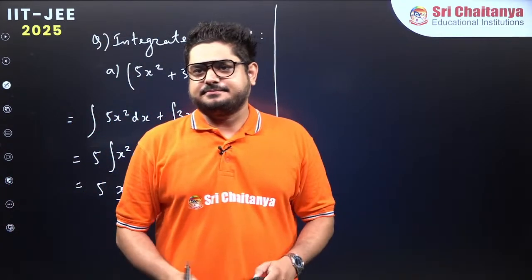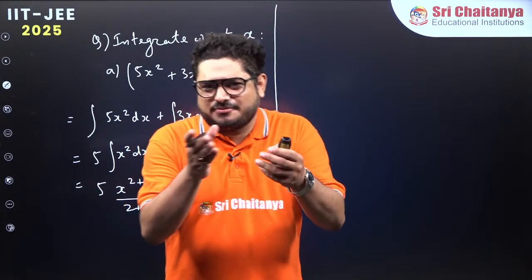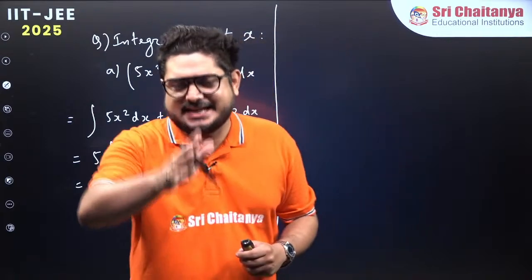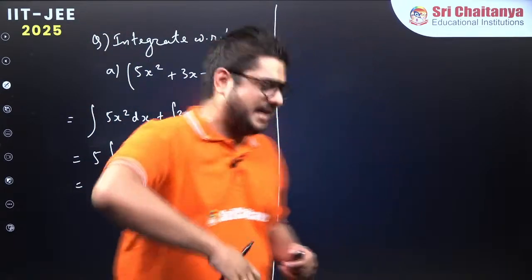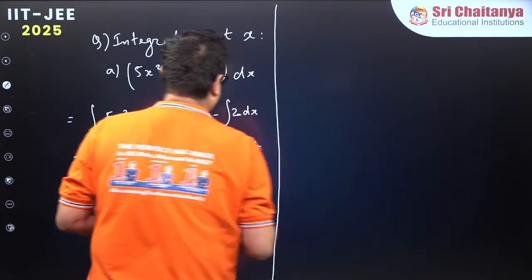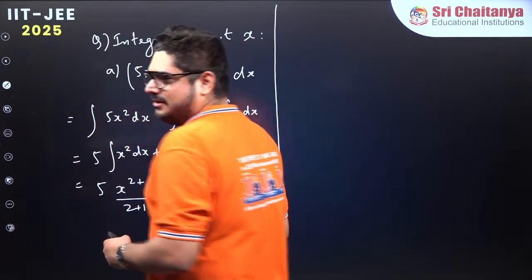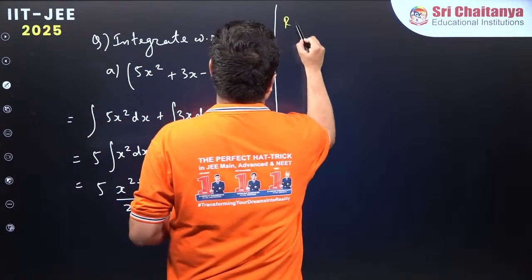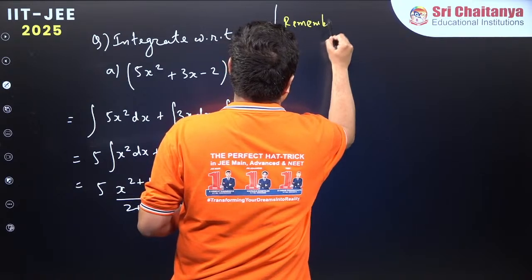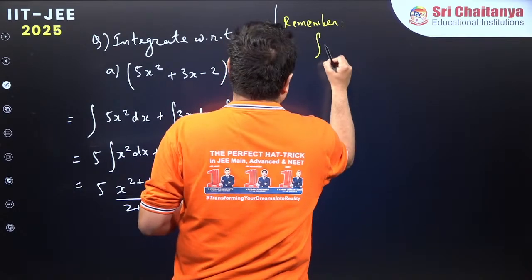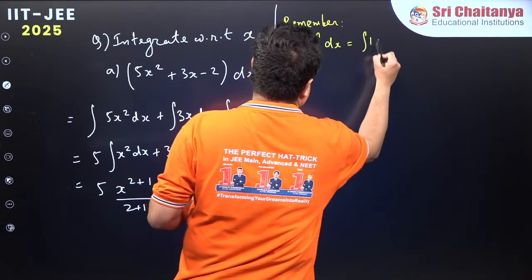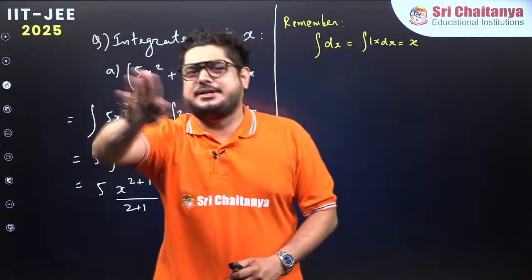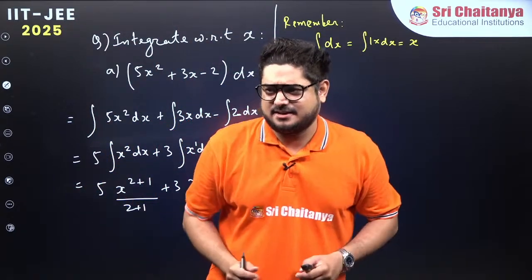Always remember one thing: the integral of dx is going to be x. Nothing else is there; 1 is there. Those who are learning this for the first time, remember my words: the integral of dx means the integration of 1 into dx, which is equal to x. If it had been the integration of 1 into dt, then I would have obtained t.